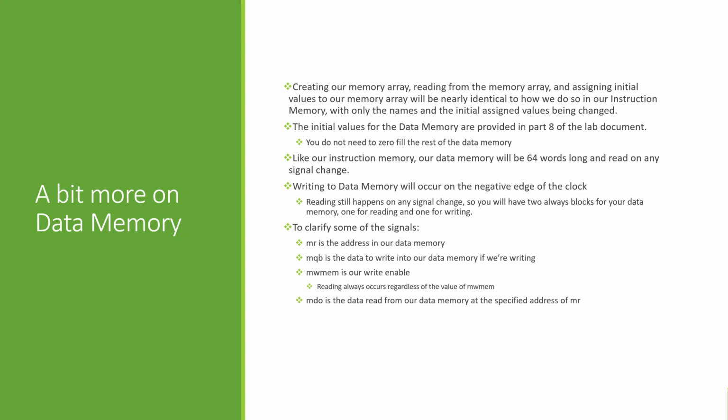To clarify some of the signals for you, MR is going to be the address in our data memory. MR is going to be used for both writing and reading. MQB is the data to write into our data memory, if we are writing to it. MWMEM is our write enable. Note that reading occurs regardless of this value. And MDO is the data read from our data memory at the address specified by MR.